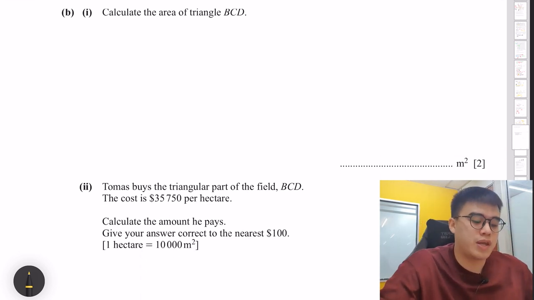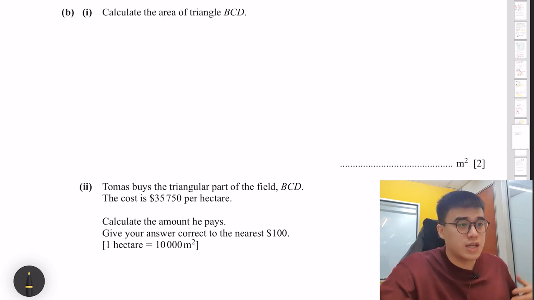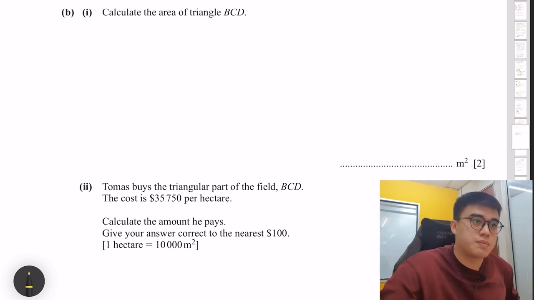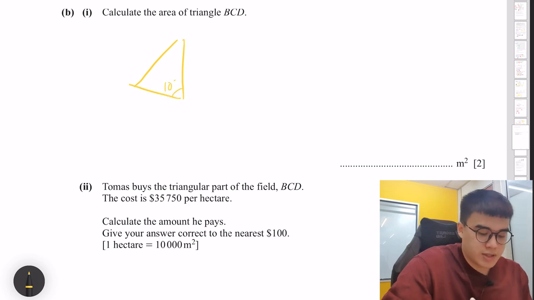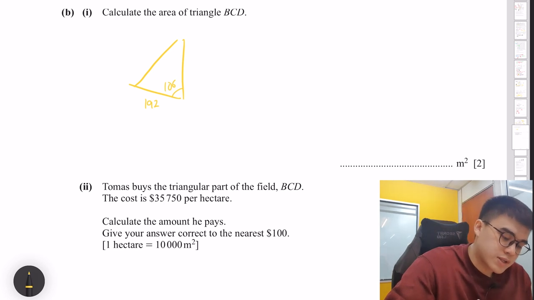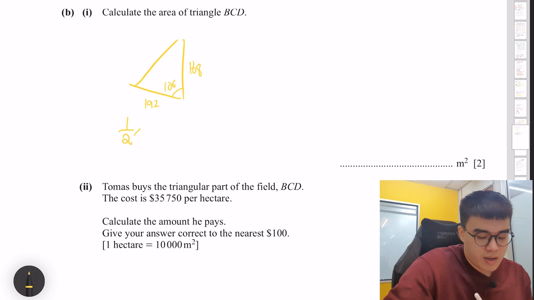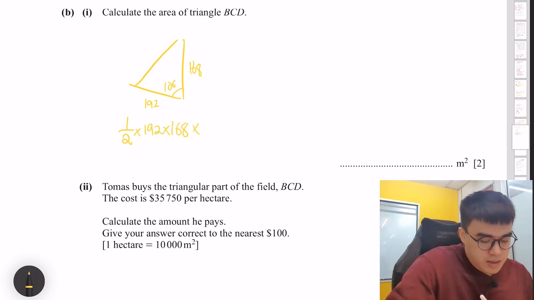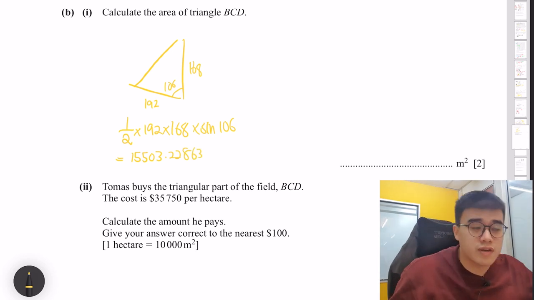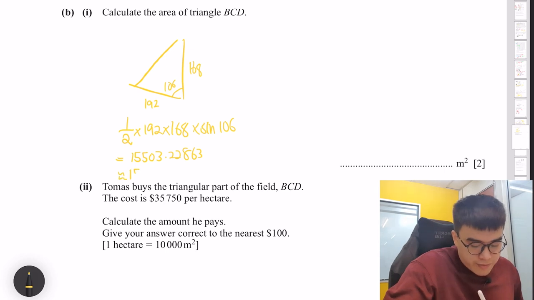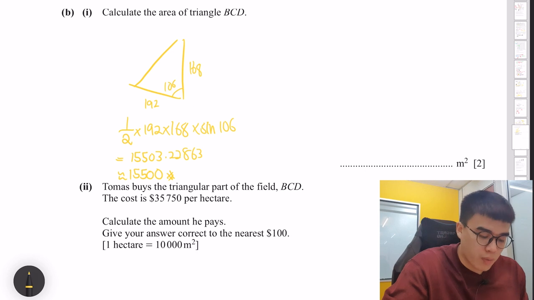For the next part, B1, they want you to calculate the area of triangle BCD. Let's look at the shape that was given to us. BCD is this. We already have 106, we have 192, we have 168. So with this, just use half a b sine c, and you will get 15503.22863. After correcting to three significant figures, your final answer will be 15500. So that's it for part one.